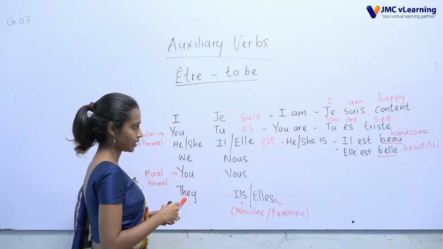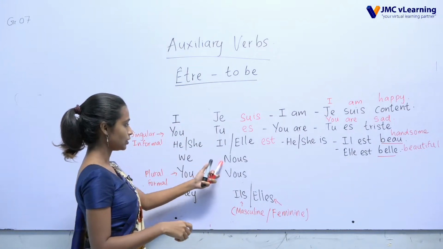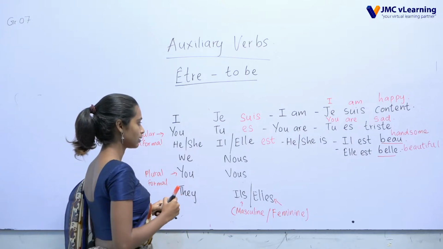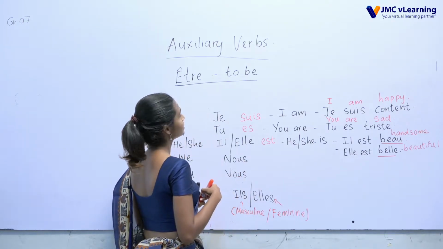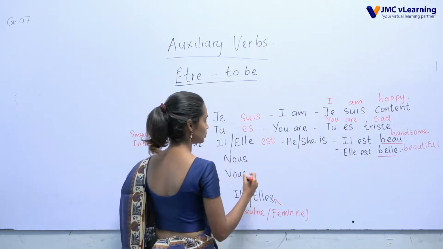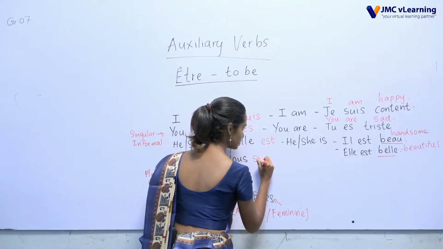Right. And now, nous, we. How is the être verb conjugated with nous? Sommes.